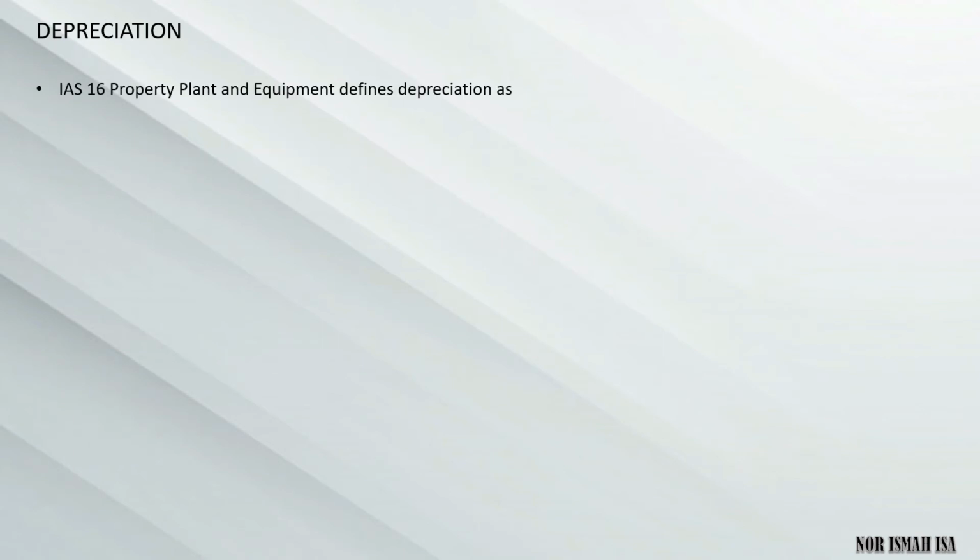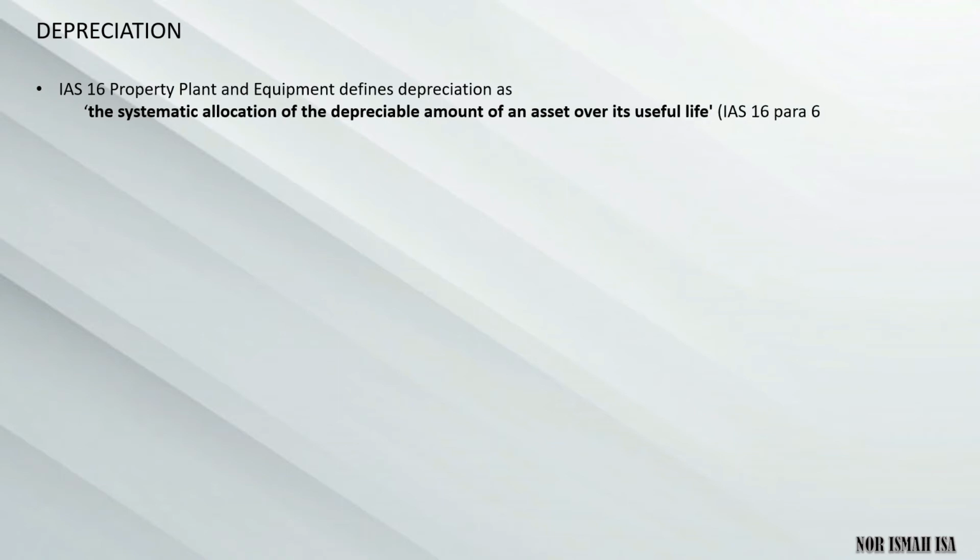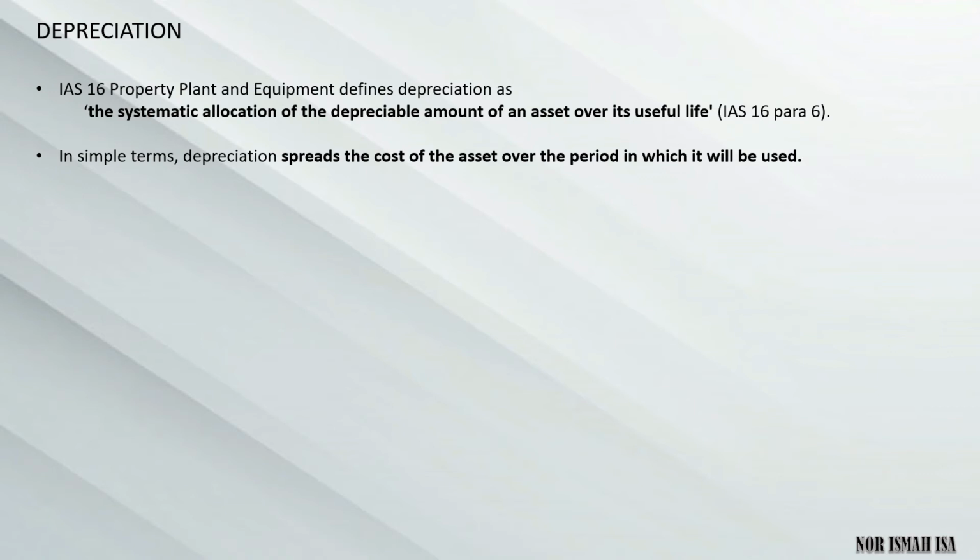Now we move on to depreciation. According to IAS 16, Property, Plant and Equipment, depreciation is defined as the systematic allocation of the depreciable amount of an asset over its useful life. This is under IAS 16, paragraph 6. In simple terms, depreciation spreads the cost of the asset over the period in which it will be used.